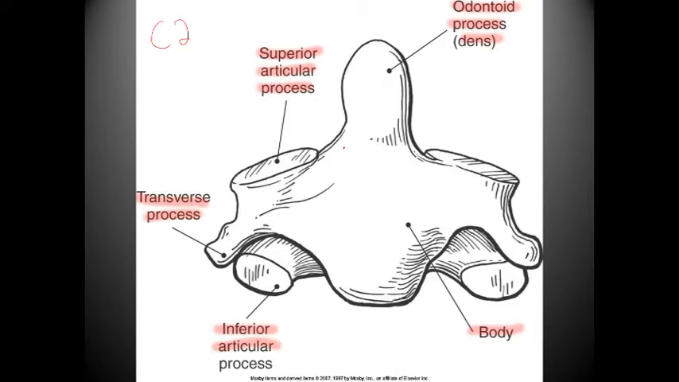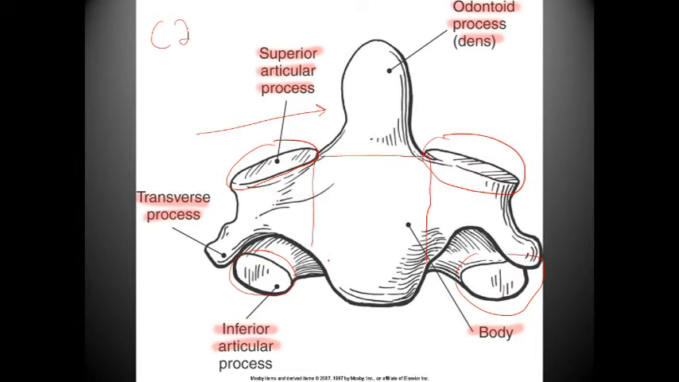C2 is unlike anything that you've seen as well because it has this large process, which is the odontoid process. You still have the superior articular processes and the inferior articular processes bilaterally, but you do have a body here. It doesn't typically look like your traditional vertebral body, but it still maintains the same functionality, which is supporting the weight of the skull and allow pivoting because of this odontoid process.